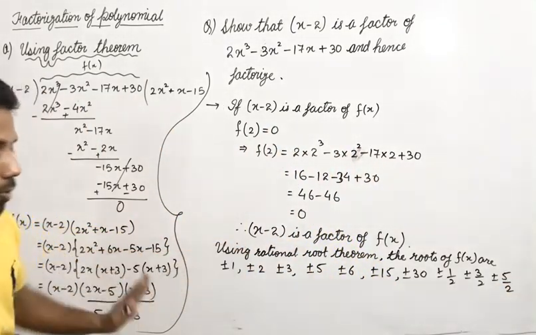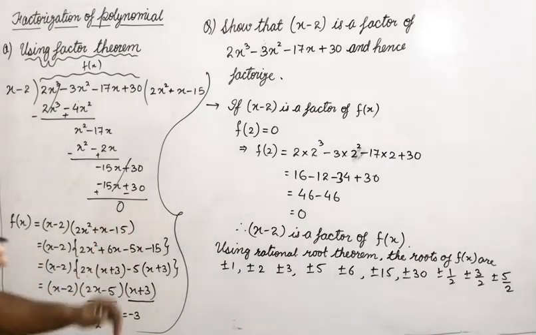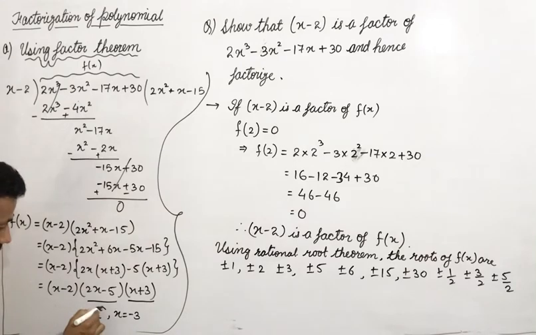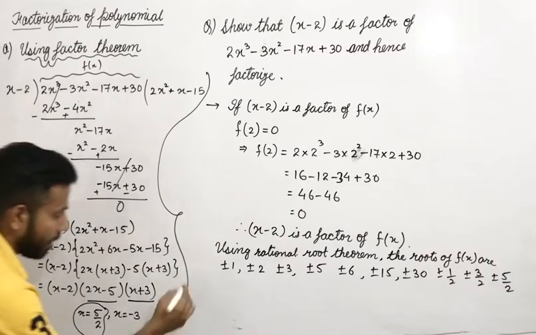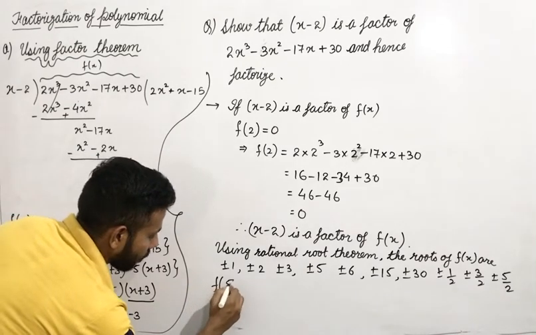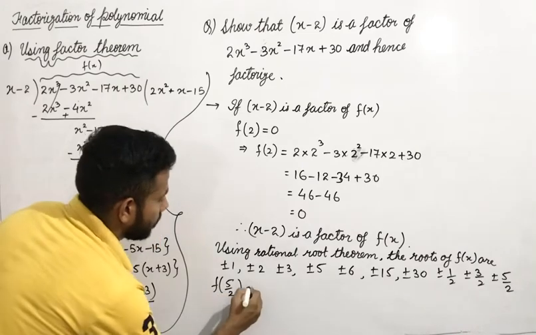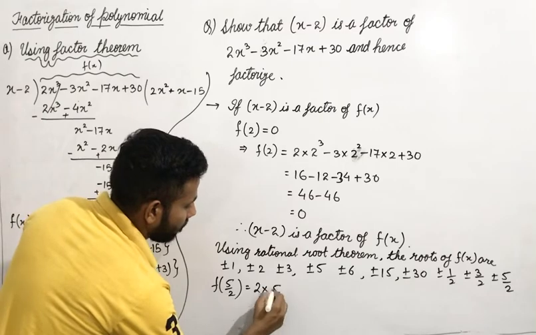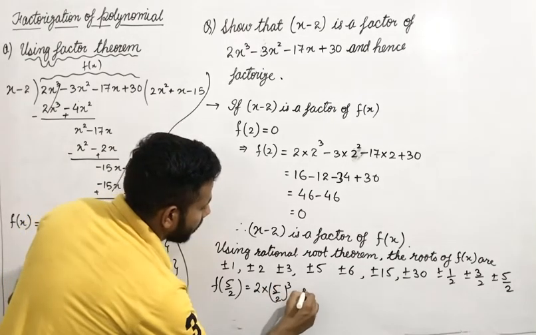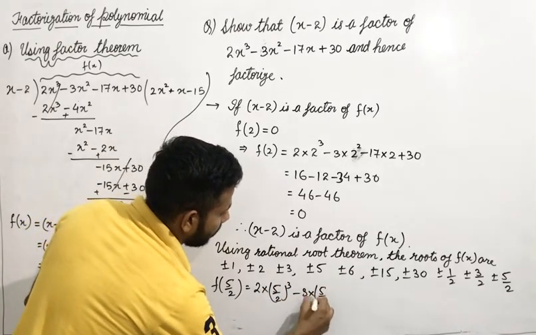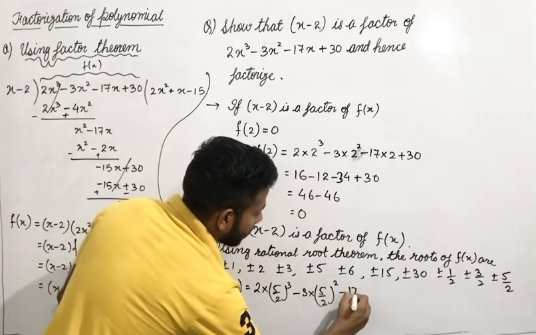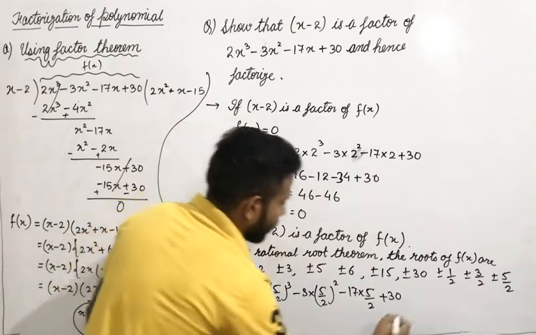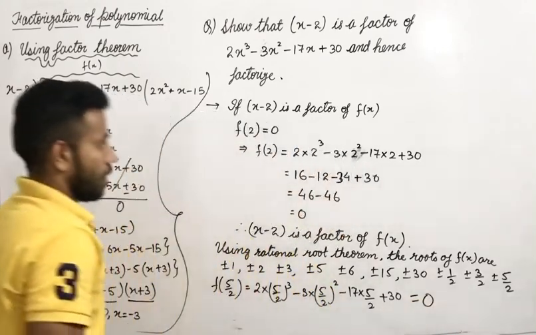After this, you have to do hit and trial, but you don't need to do hit and trial. You know the answer. On what value you have to check? Directly write f 5 by 2. This is equal to 2 into 5 by 2 whole cube minus 3 into 5 by 2 whole square minus 17 into 5 by 2 plus 30. This will somewhere end up as 0.